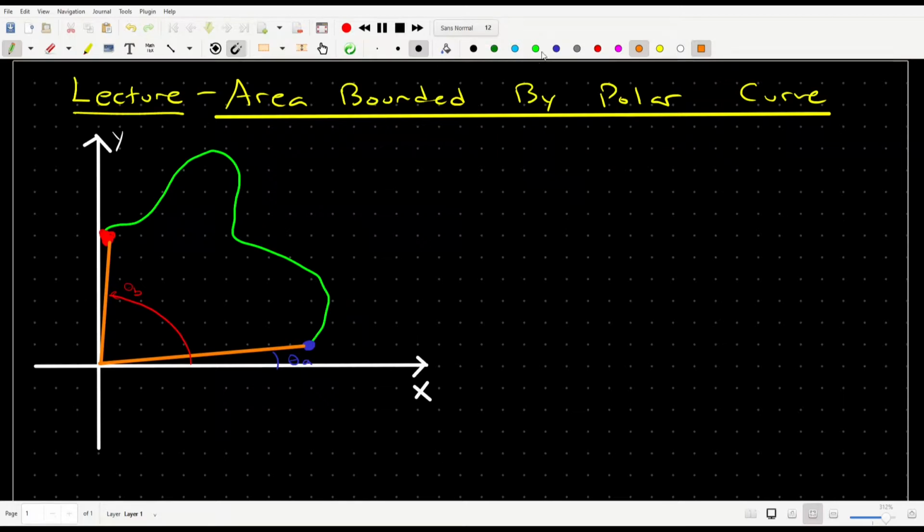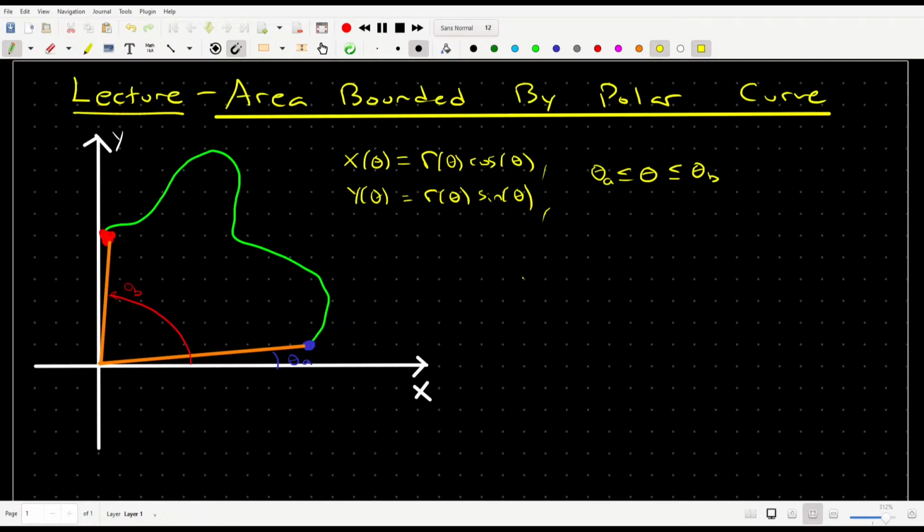And points on the curve are given by x of theta is equal to r of theta cosine of theta, y of theta is equal to r of theta sine of theta, for theta in the interval from theta A to theta B. And we want to come up with an idea of approximating the area.